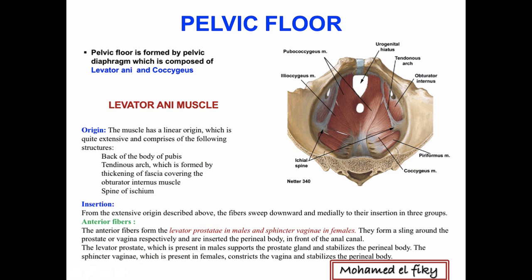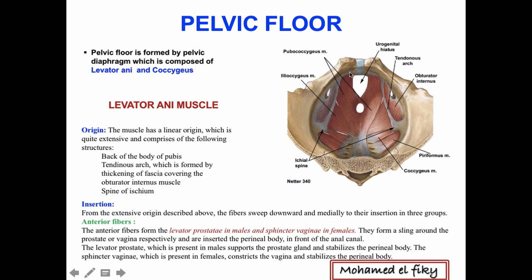The pelvic floor is formed of muscles called the levator ani muscle and another muscle called the coccygeus. The pelvic floor is formed of two muscles: the levator ani muscle, and a small muscle called the coccygeus. Sometimes the two muscles are called the pelvic diaphragm. This is the origin of the levator ani from both sides, inserted in the midline. This is the linear origin of the levator ani.